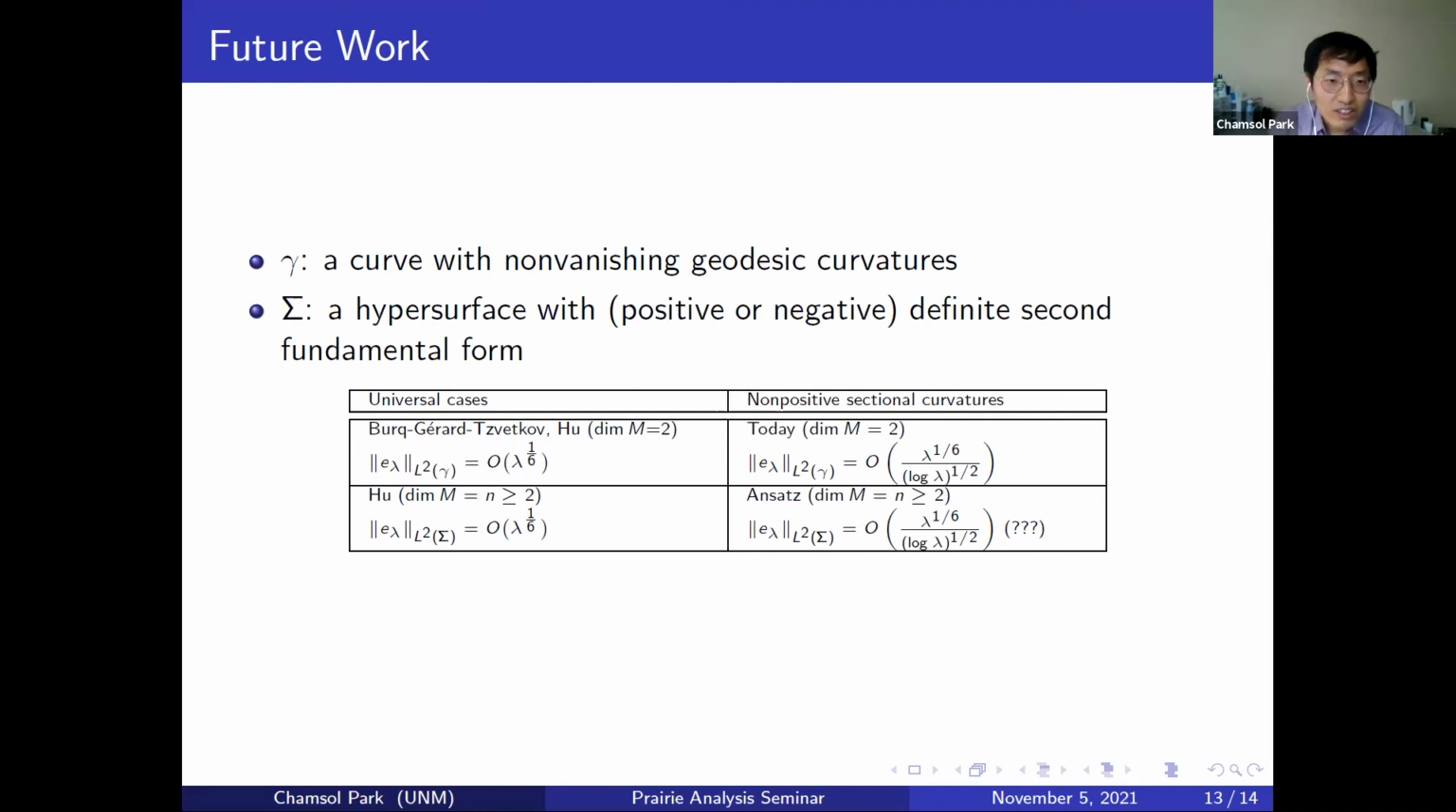So what's next? Well, in this talk, I talked about the curve with non-vanishing geodesic curvature, say gamma, and we can think about the higher dimensional analog of this gamma, say sigma. So let's say that sigma is a hypersurface with positive or negative definite second fundamental form, so that gamma is just a lower dimensional analog of this sigma. Burq, Gérard and Tzvetkov and Hu were able to show this kind of thing, and what I wanted to say today was that, assuming non-positive sectional curvatures, we can improve this lambda to the power 1/6 to lambda to the power 1/6 over some power of log. Hu already showed that same bound for the higher dimensional case, and we don't know how things are going for the higher dimensional case. What I talked about today was that we are still working on this one, so hopefully we can prove this one later.